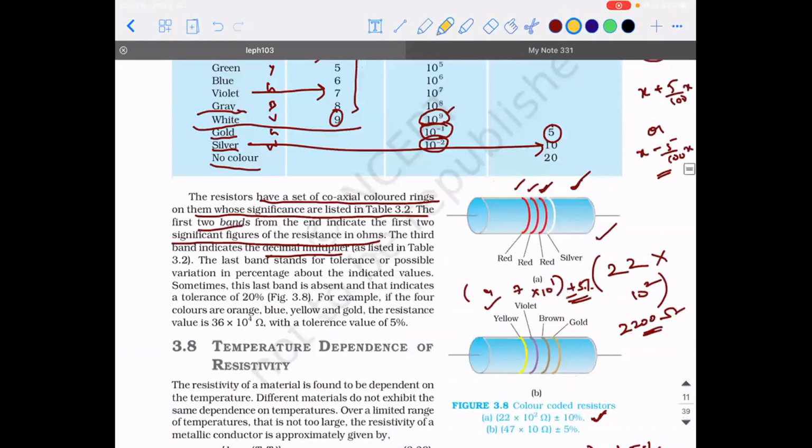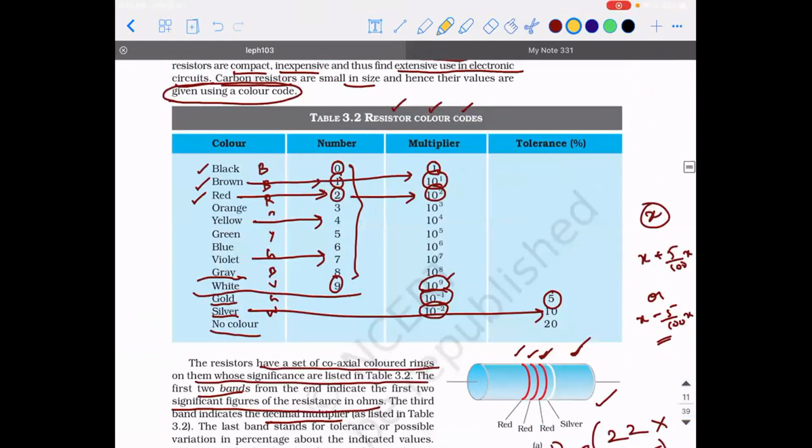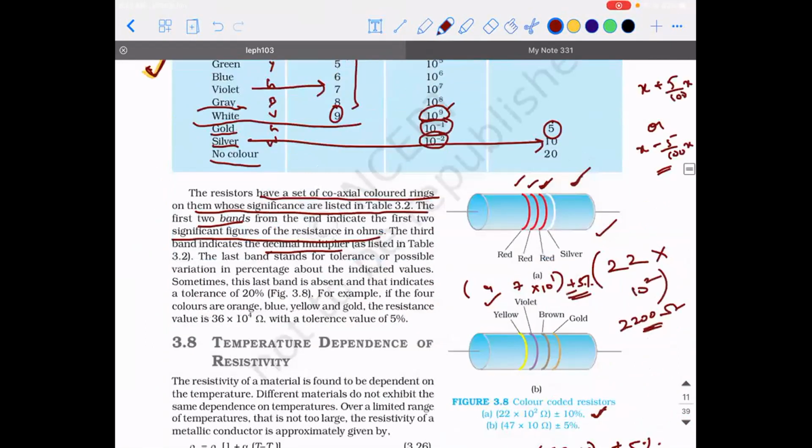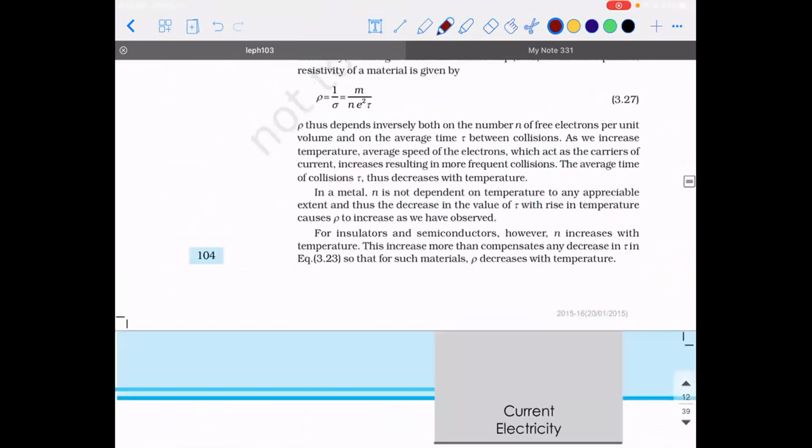And this table has to be memorized by you guys. You have to memorize it so that you can write down all these color codes. So with this, the chapter is over. Now it is your job to study.